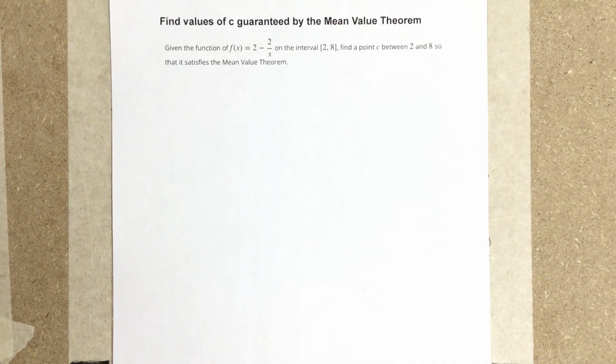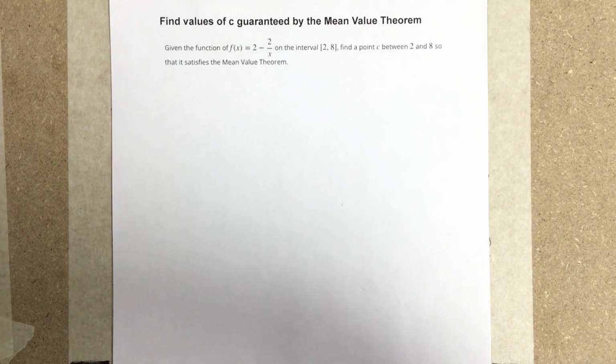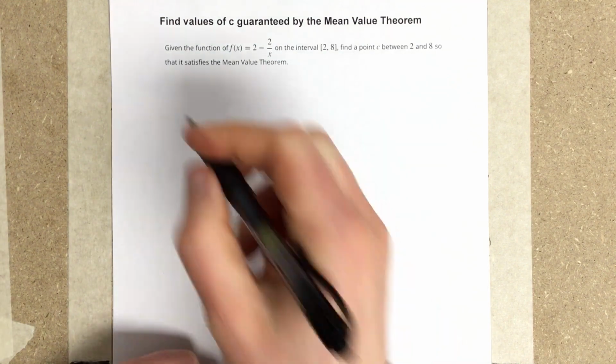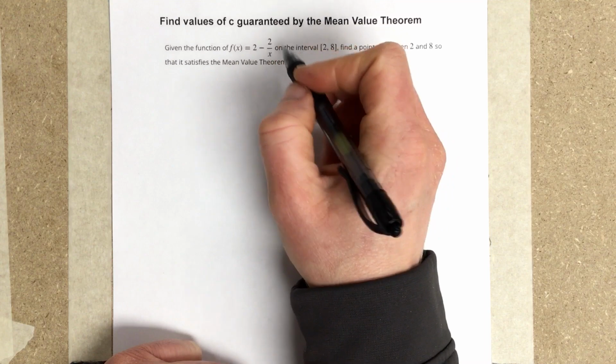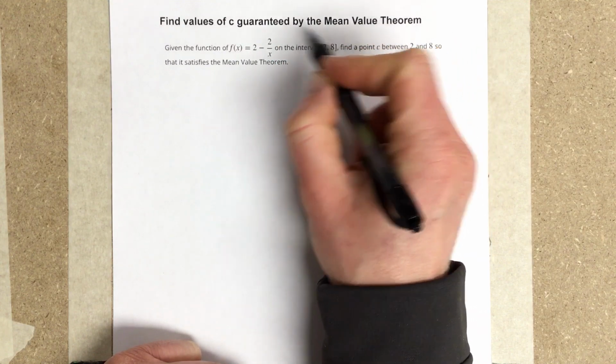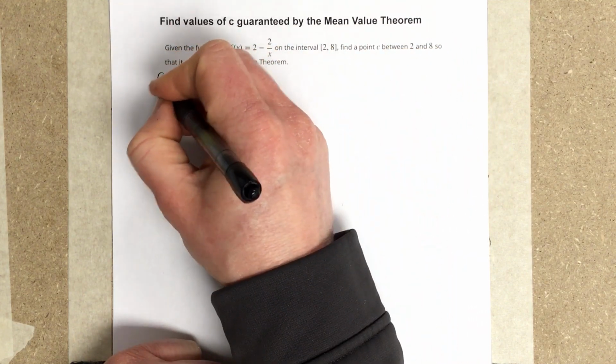In this video, we're going to find values of c guaranteed by the mean value theorem. Given the function f of x equals 2 minus 2 divided by x on the interval 2 to 8, find a point c between 2 and 8 so that it satisfies the mean value theorem. First, I want to make sure that we are continuous and differentiable on this interval for f of x.